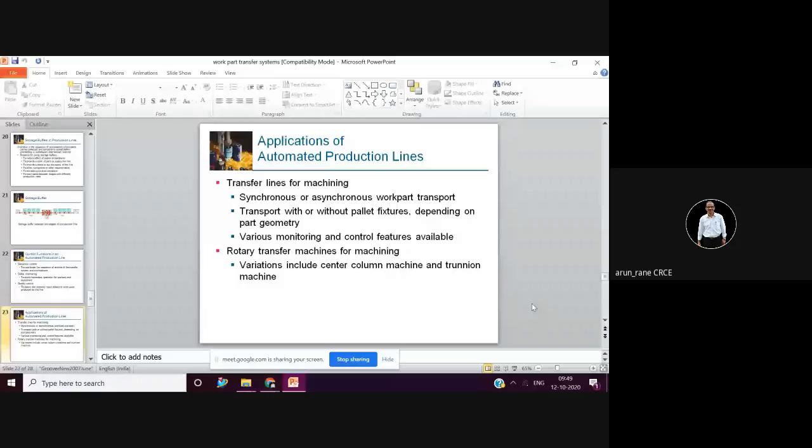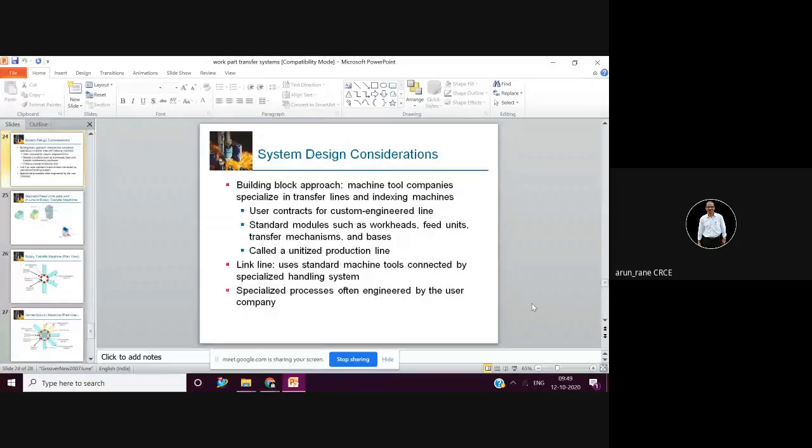Then now, system design. This is again very important. What is the approach? The building block approach, so module-wise approach. Then you have to link all the workstations. There are people who are specialized in building these transfer lines, so you can offload this work to them. But beforehand you should have all the statistics.